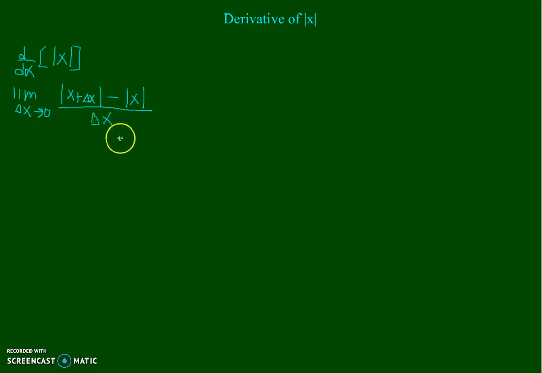Now we have an issue here because we have a delta x in the denominator, so we can't evaluate this limit directly, but we perhaps can manipulate it in some way. Let's use a conjugate of this. So what we're going to do is multiply the numerator and denominator by the absolute value of x plus delta x plus the absolute value of x over the same thing.